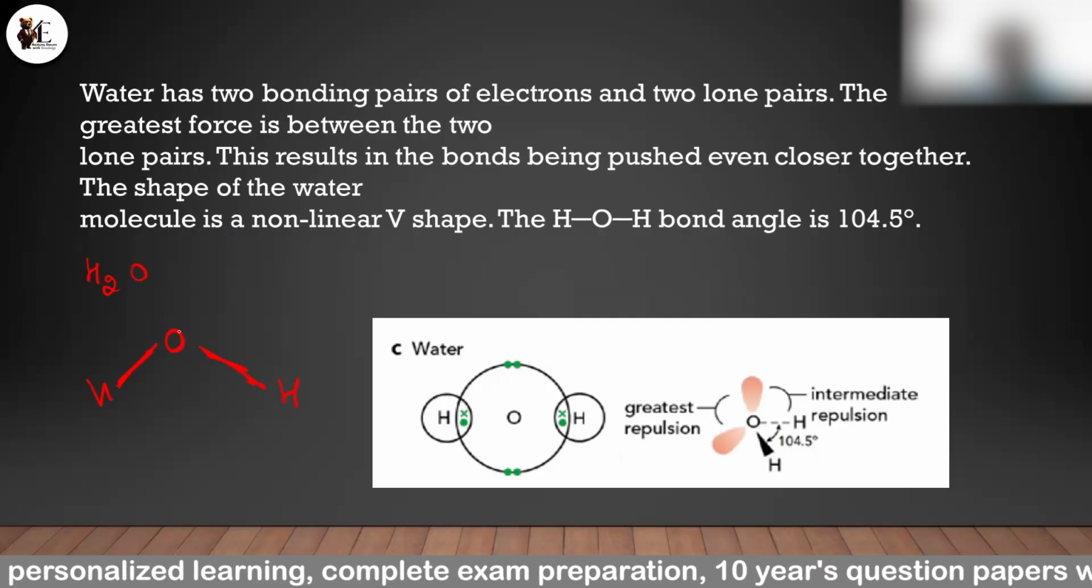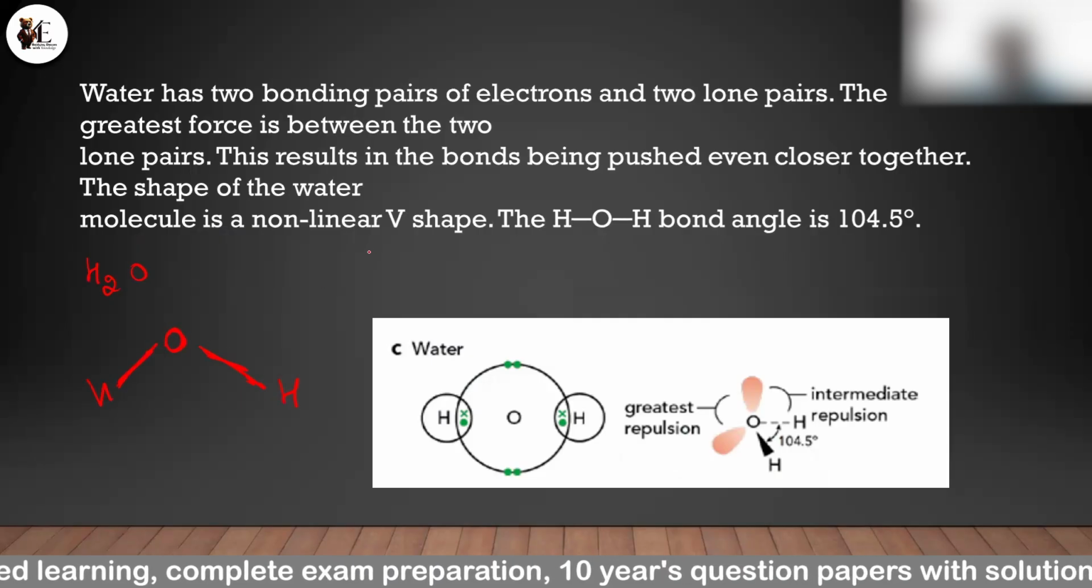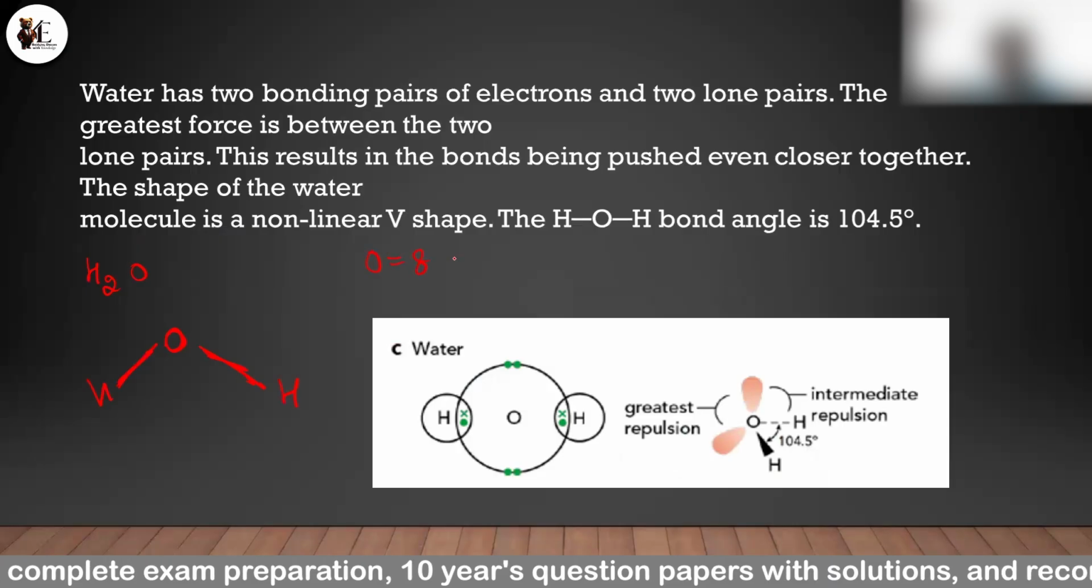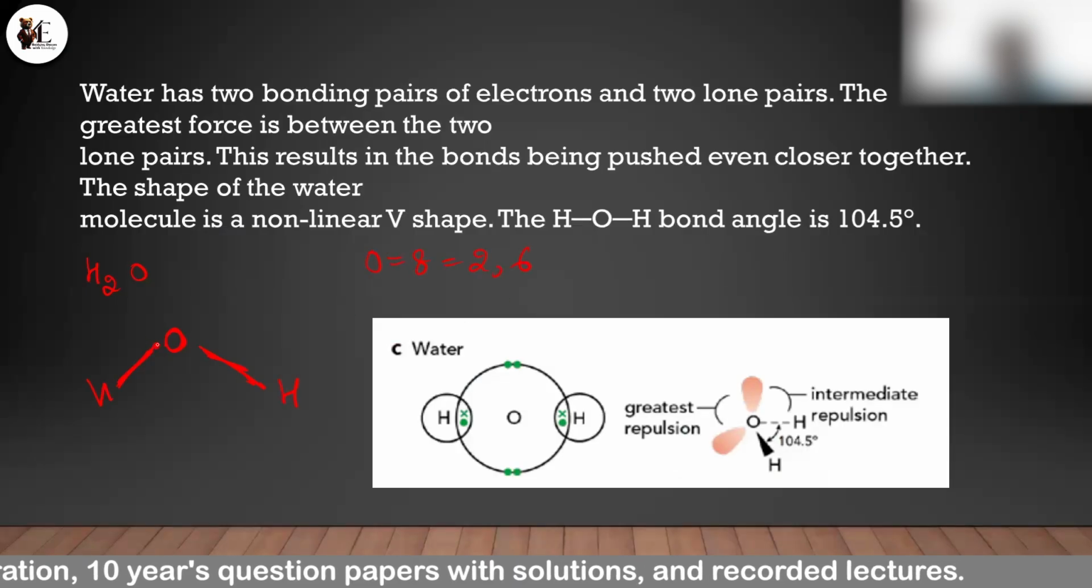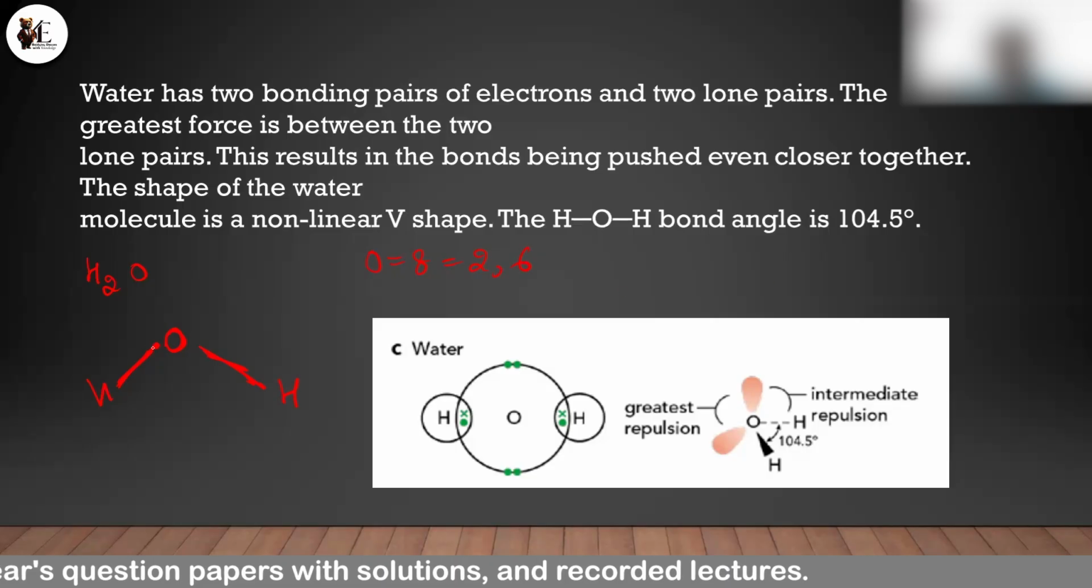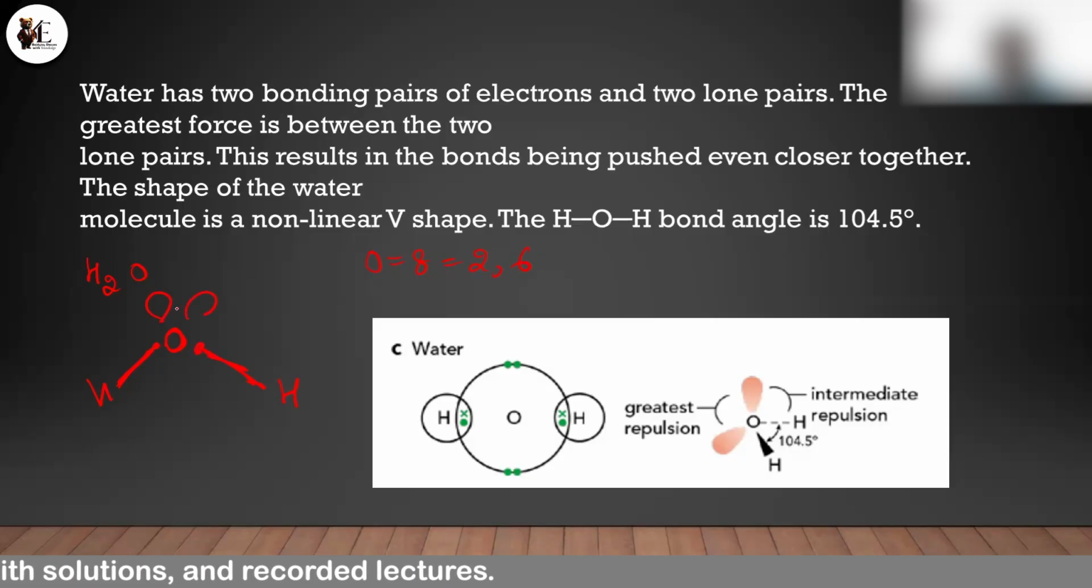And how many lone pairs of electrons does oxygen have? For that you have to write down the electronic configuration for oxygen. It is 2, 6. So one electron is involved in bonding here, one electron is involved in bonding here, and two lone pairs exist: 1, 2, 3, 4, and 5 and 6, right? So it has two bond pairs and two lone pairs of electrons.